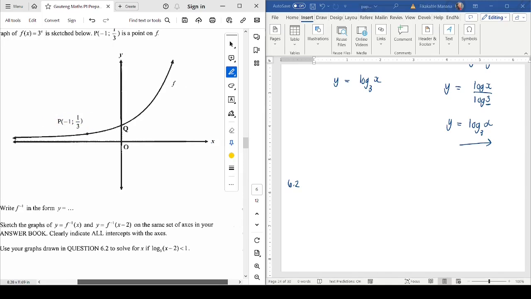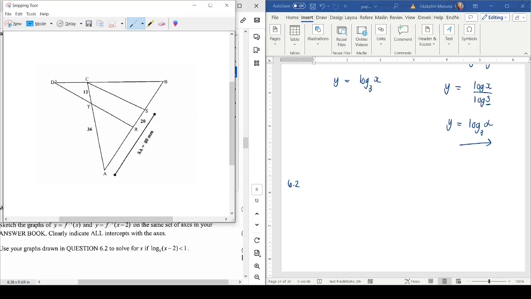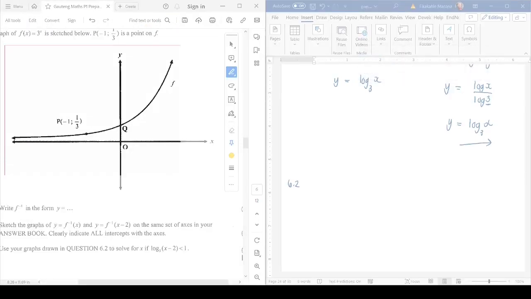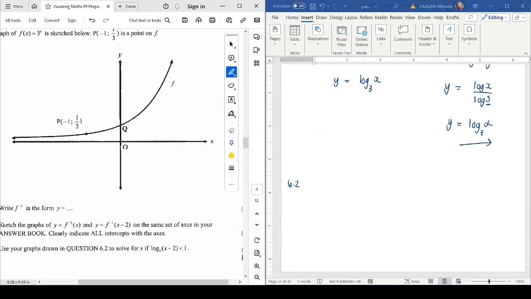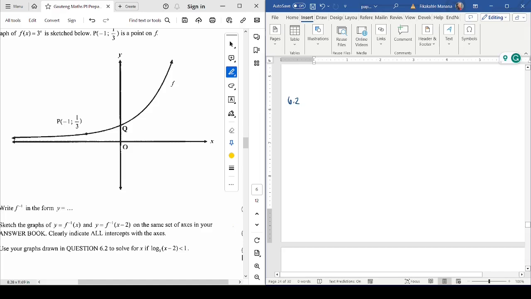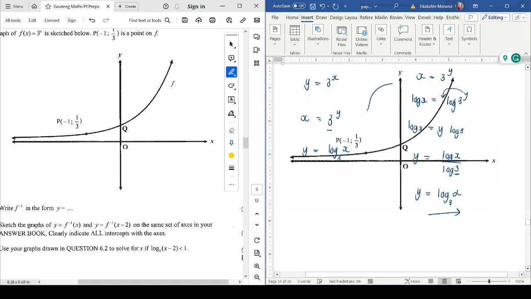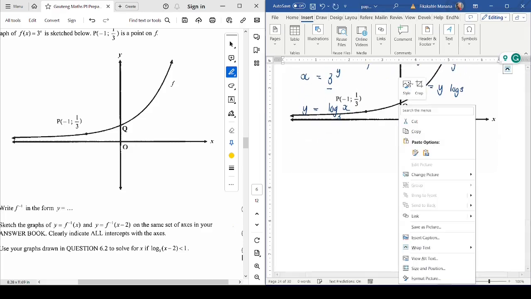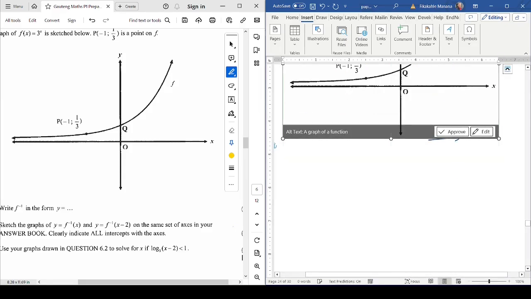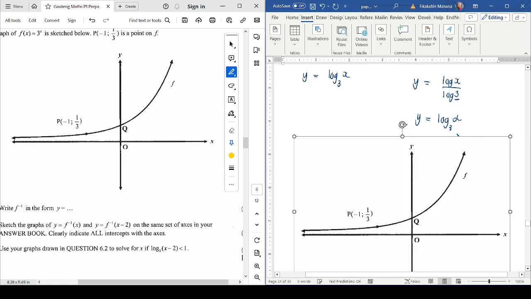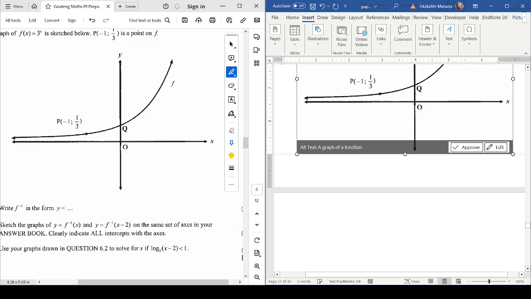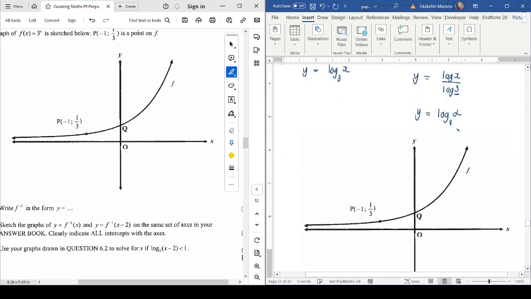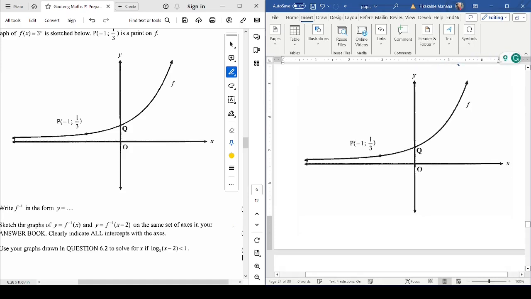Okay, so let us do it like this. Let's just make a screenshot of it. Okay, it's deciding to misbehave now. So let's just shift it a bit lower. Okay, let us just sketch.